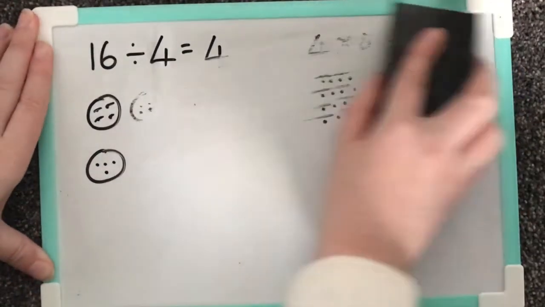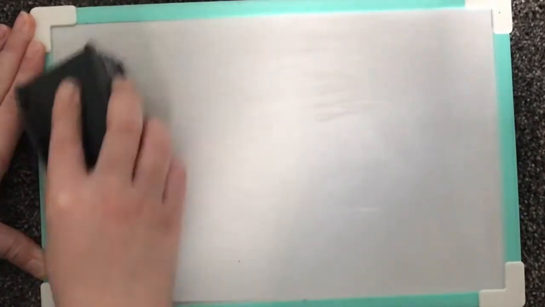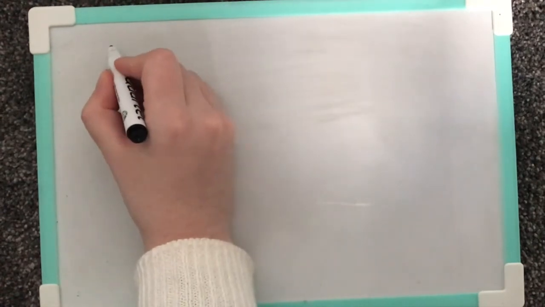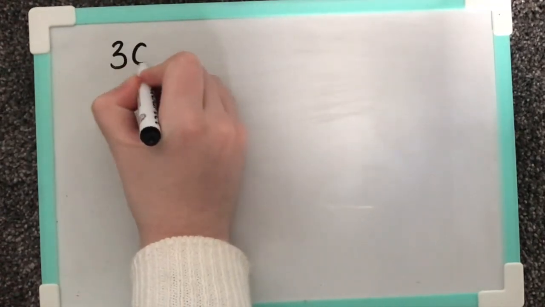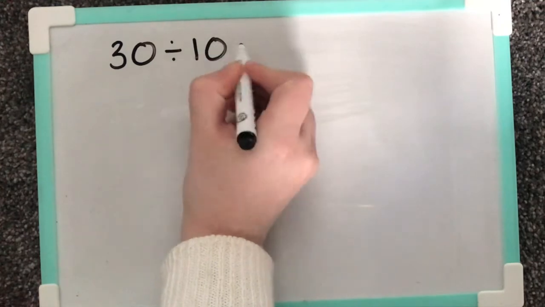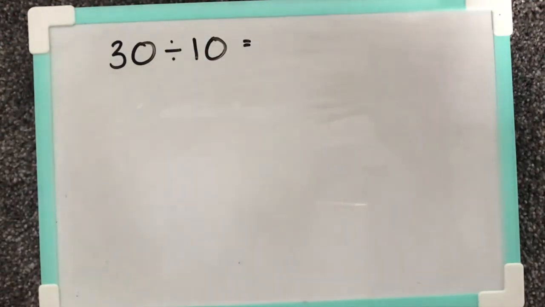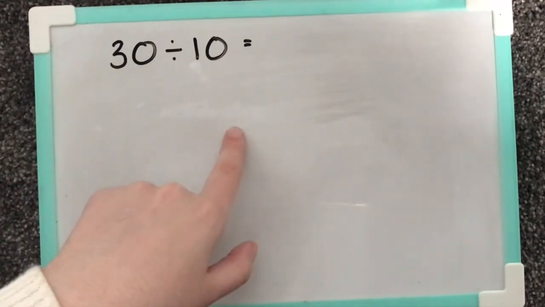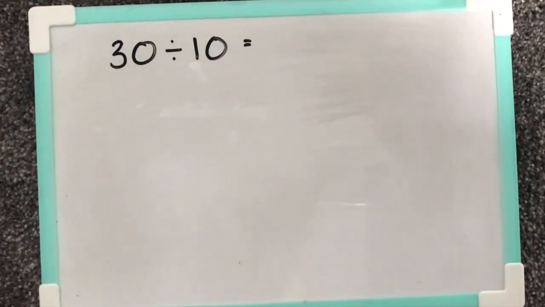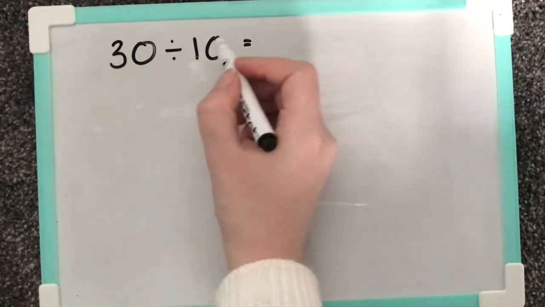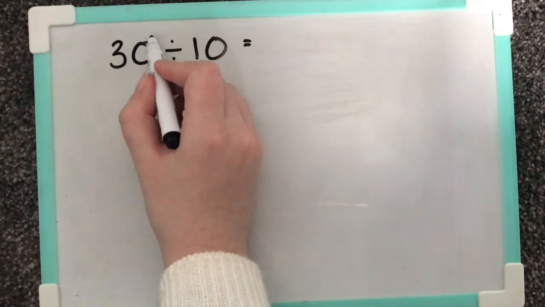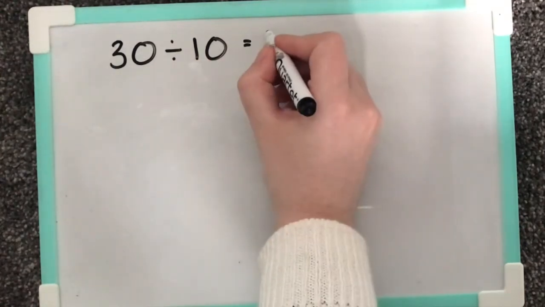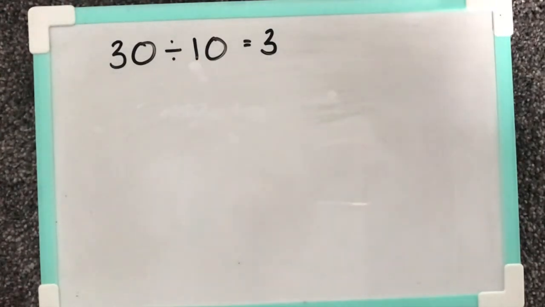Alright, now I want to show you what happens if you get something like this. Say we have 30 divided by 10. Okay, this only works when you're dividing by 10. Now, we could draw 10 circles and draw 30 dots, but that would take a really long time. There's a little trick when we're dividing by 10. We just take off the 0. So we'll take the 0 off from this biggest number, and our answer would be 3.